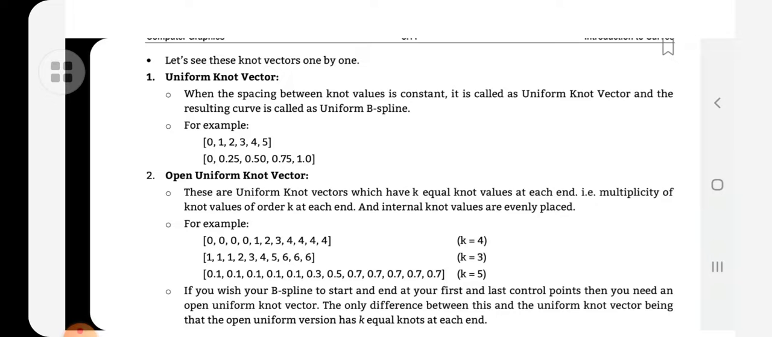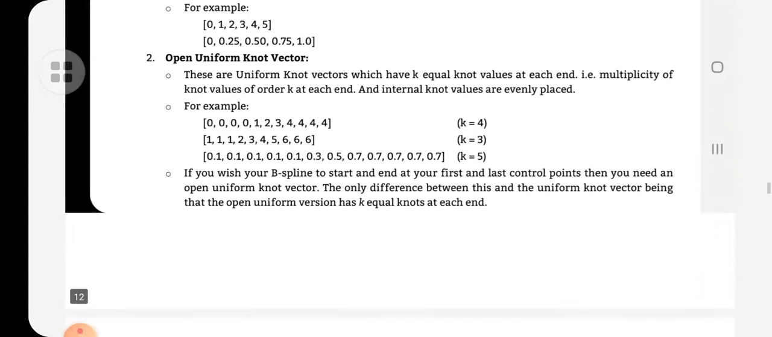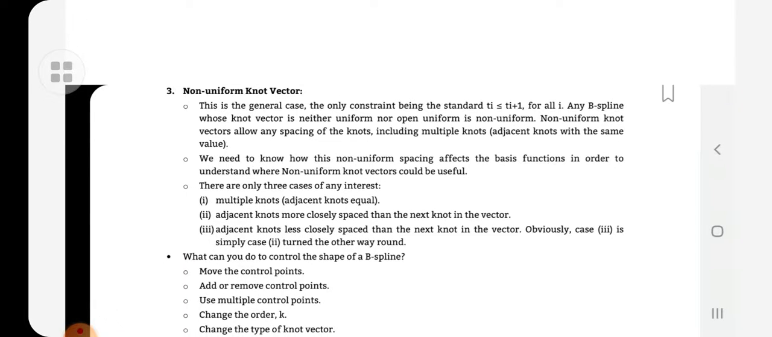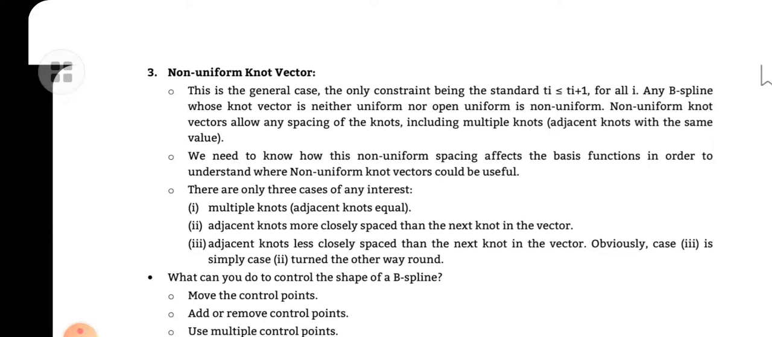So if you wish your B-spline to start and end at your first and last control point, then you need an open uniform knot vector. The only difference between this and the uniform knot vector is that the open uniform version has k equal knots at each end. After that, the second type is the non-uniform knot vector. This is the general case. The only constraint is the standard one, t i is less than or equal to t i plus 1, for all i.